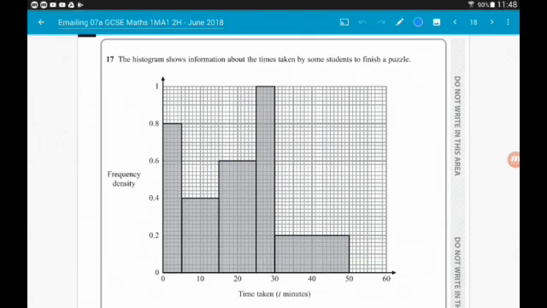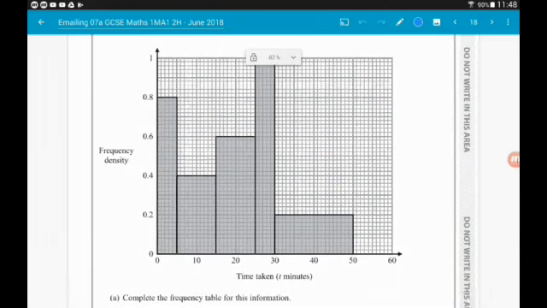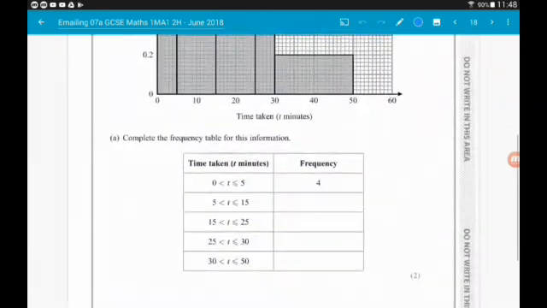Good times. Okay, question 17, we got a histogram, so I'm going to put my histogram stuff down below. This one shows information about the time taken by some people to complete a puzzle. Good times. So the histogram is complete. We are asked, first of all, to complete the frequency table.